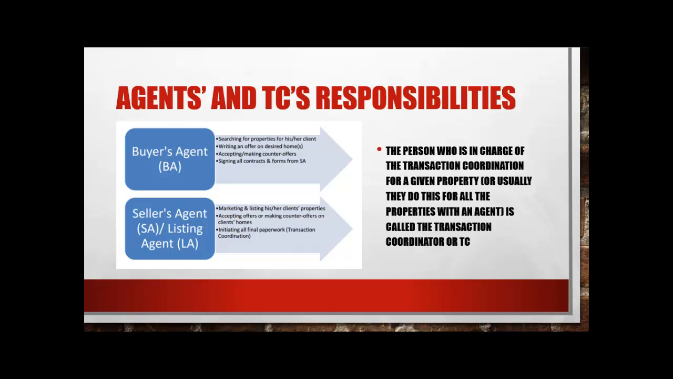For the seller's agent, he or she is responsible for marketing or listing the property, accepting offers and making counter offers on clients' homes, and initiating all the final paperwork. So the person who is in charge of a given property's paperwork is called the transaction coordinator.